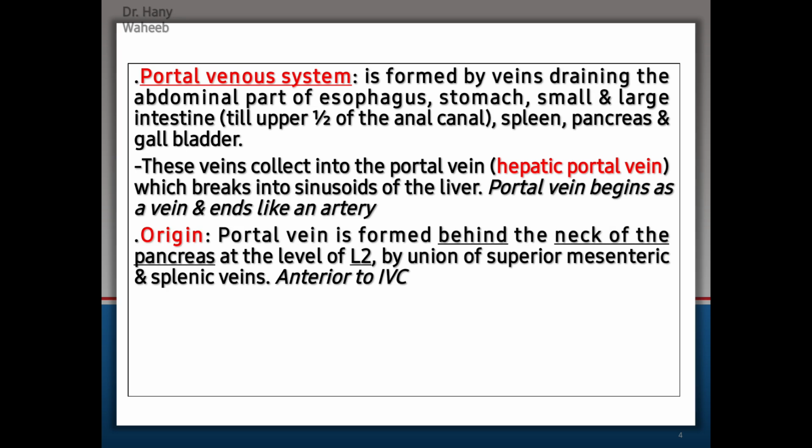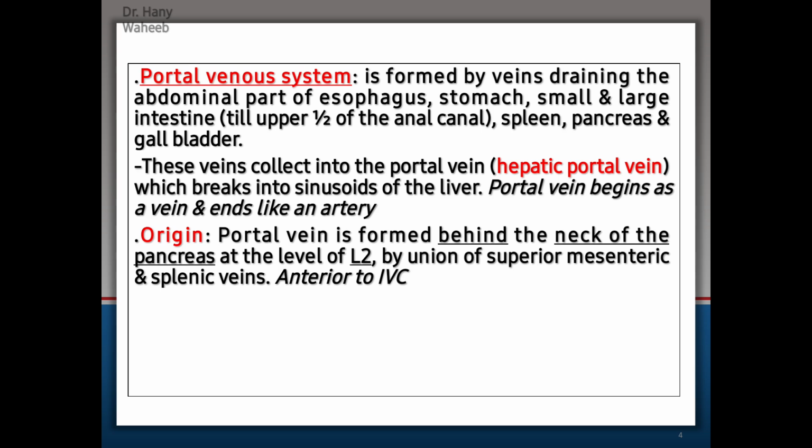Origin of the portal vein. The origin includes where and how. Where it starts and how it starts. The portal vein is formed behind the neck of the pancreas at the level of second lumbar vertebra. So this is where. It starts behind the neck of the pancreas at the level of second lumbar vertebra.